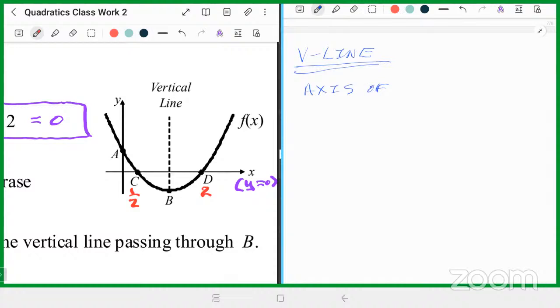A line of symmetry is like a mirror line within a diagram that divides a diagram or an object into half and half, and one half is a mirror image of the other half across that line of symmetry. So a line of symmetry is like a mirror line. Sometimes they call it the axis of symmetry, same thing.